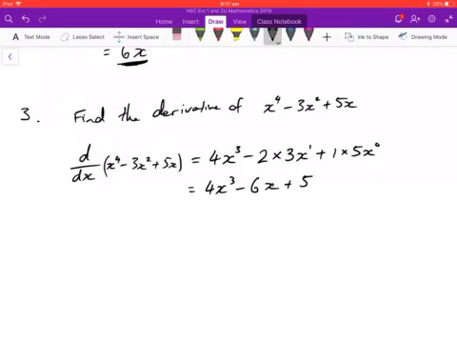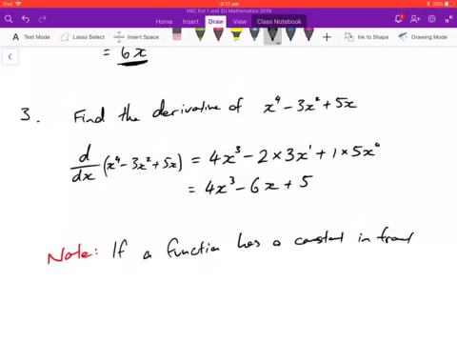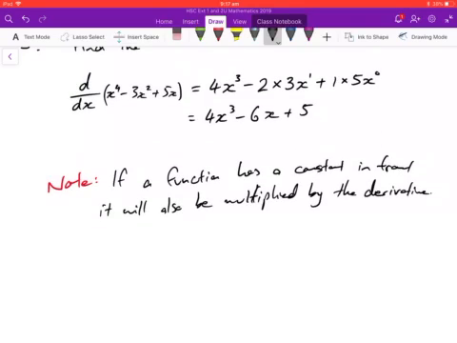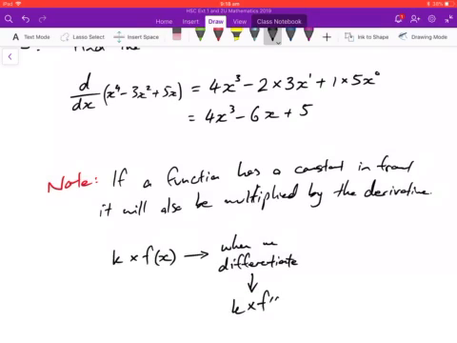So let me just make a note about the constant. Note: if a function has a constant in front, it will also be multiplied by the derivative. What I mean is what we did in the example. So if I have a constant k times f of x, when we differentiate, it becomes k times f dash x. That's it. So the k is always going to be there.